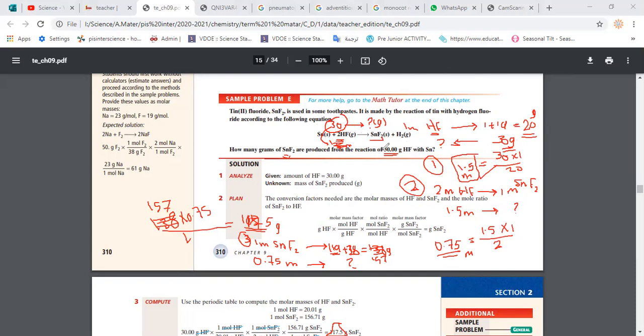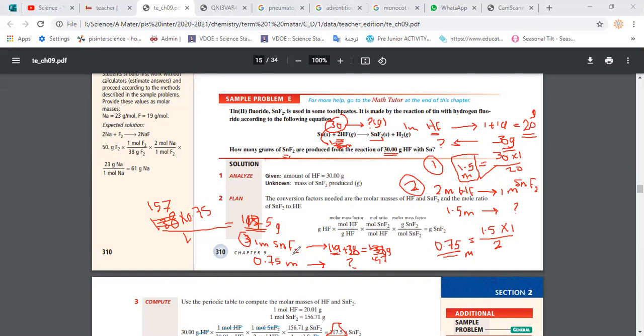Then, according to the balanced chemical equation, the mole ratio is that each 2 moles of hydrogen fluoride produce 1 mole of tin fluoride. So the 1.5 moles, which are represented by the 30 grams, are going to produce just 0.75 mole of tin fluoride. So this 0.75 mole of tin equals how many grams?